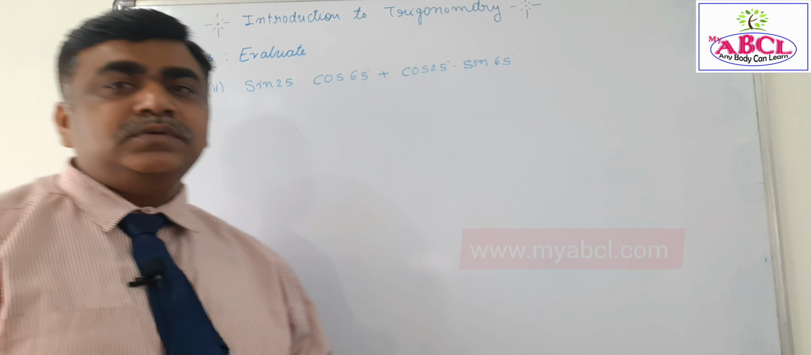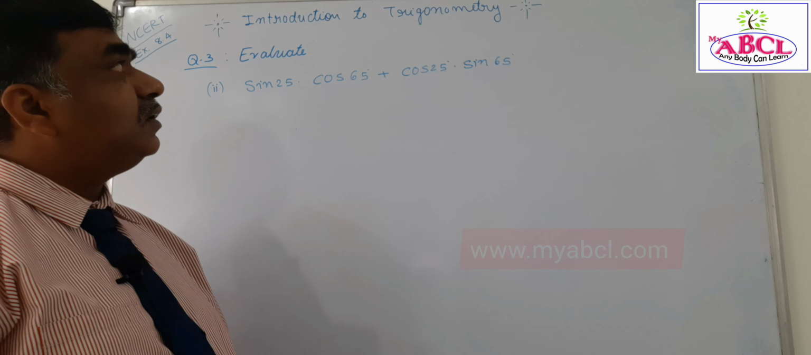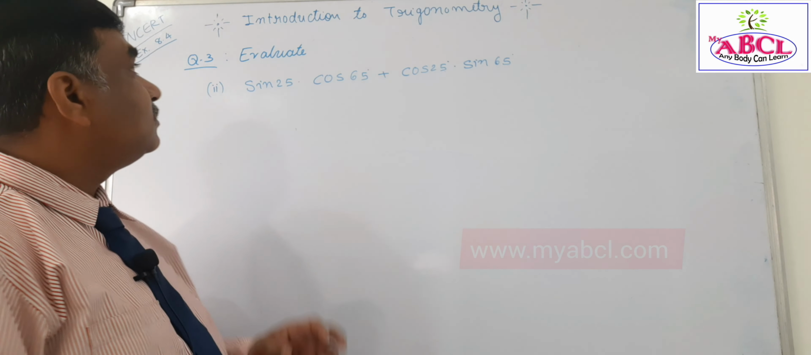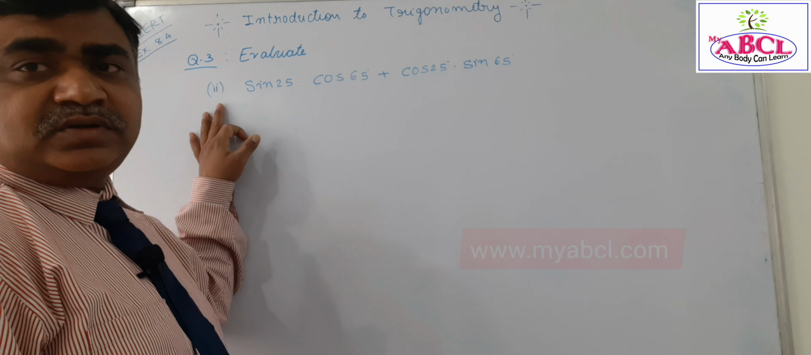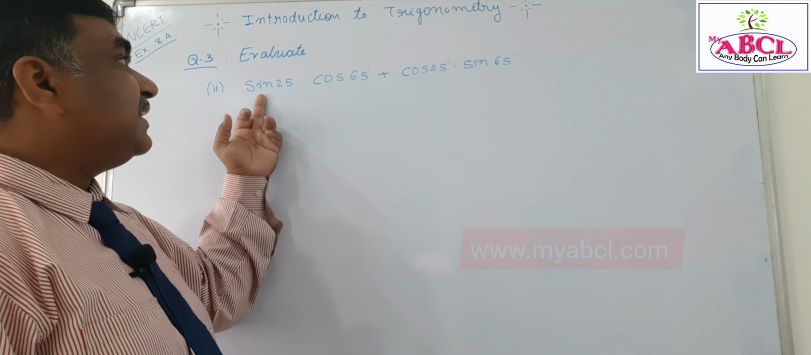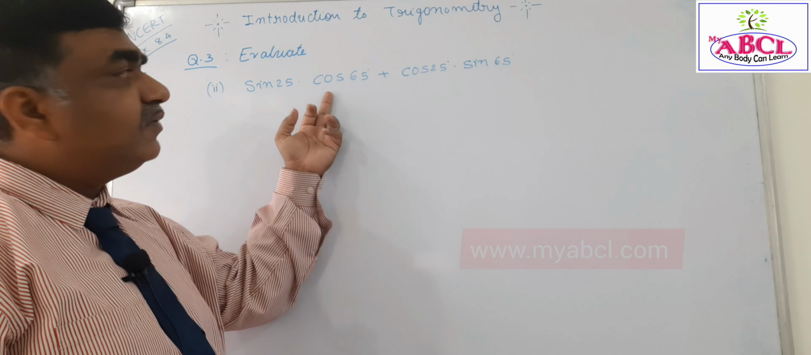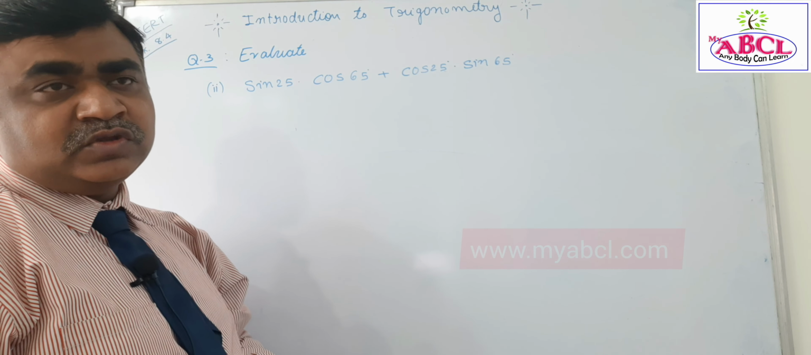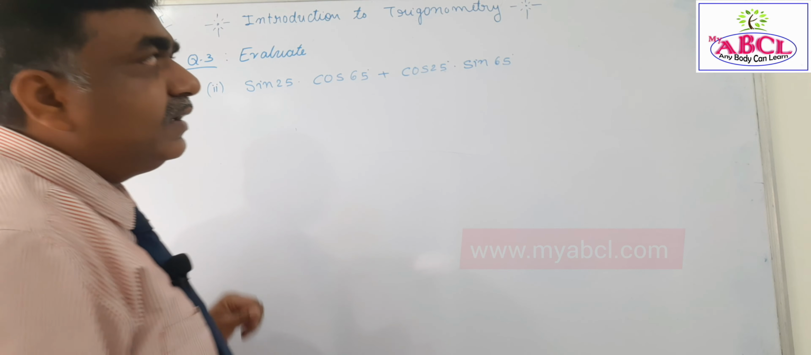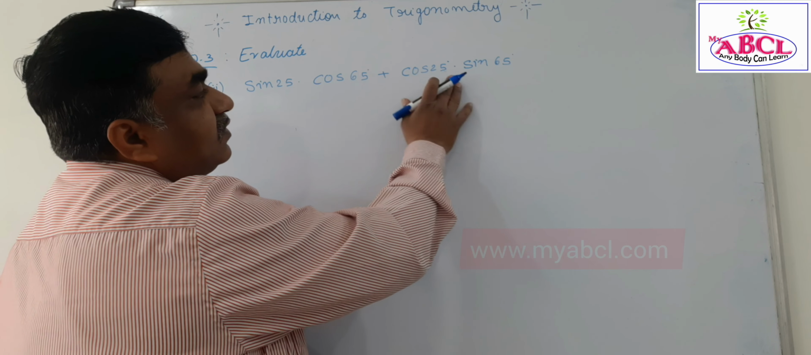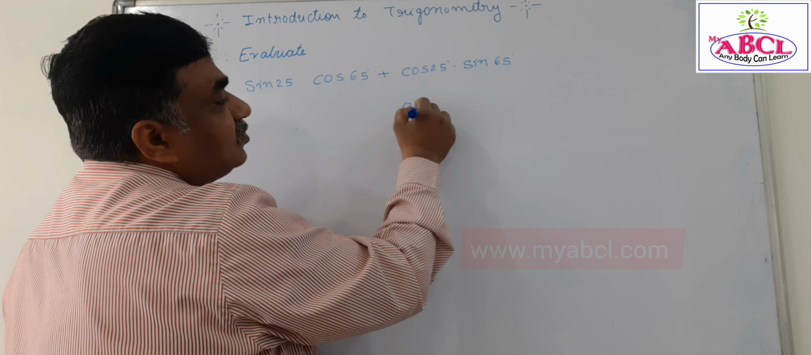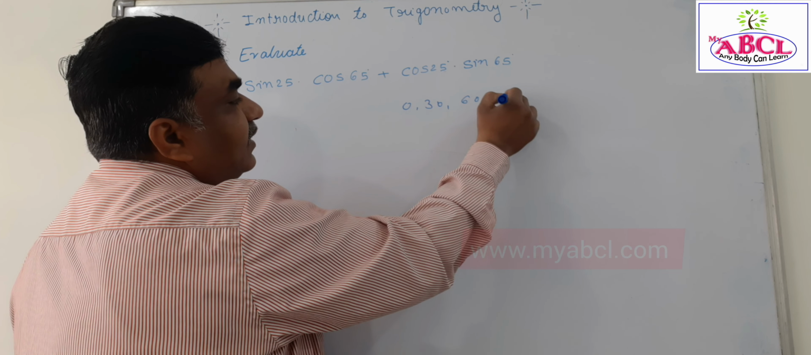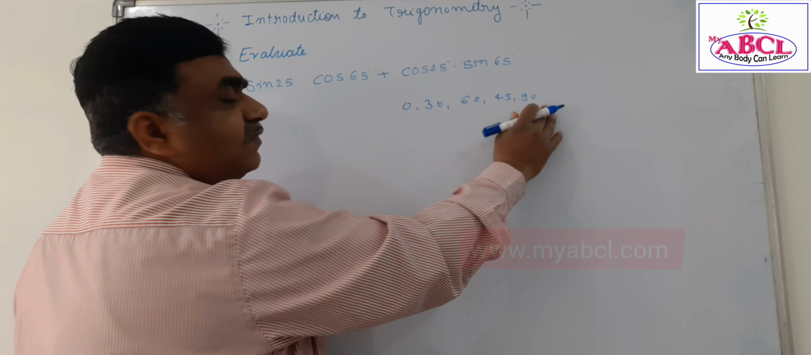Hello friends, today we'll see the chapter Introduction to Trigonometry, exercise number 8.4, question 3, sum number 2. We need to evaluate sin 25 into cos 65 plus cos 25 into sin 65. Whenever you find angles like 25 and 65, which are not 0, 30, 60, 45 or 90, these are our regular angles we have learned.